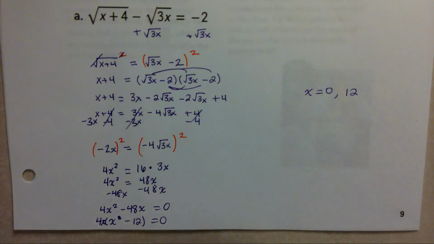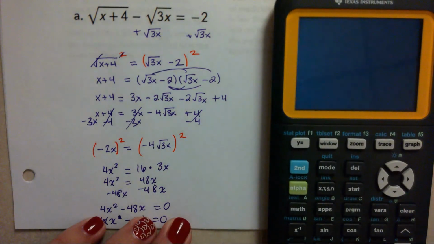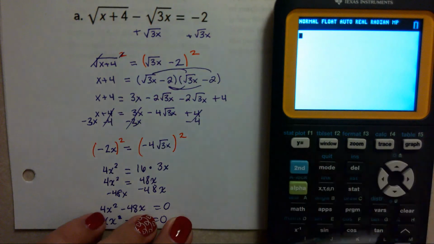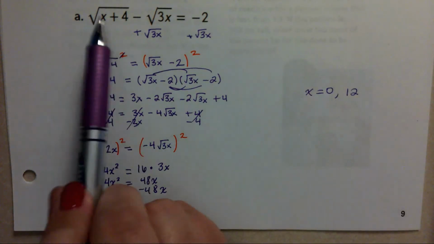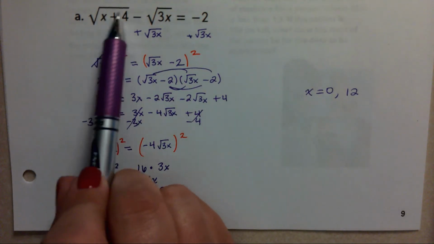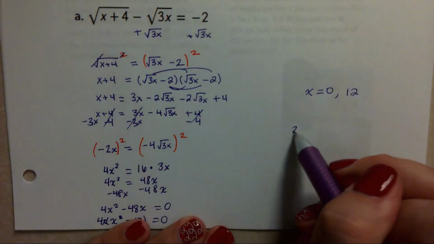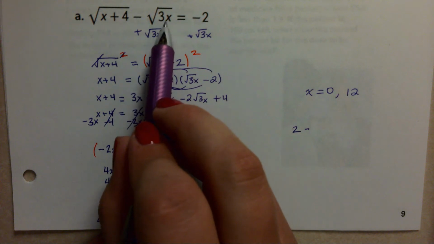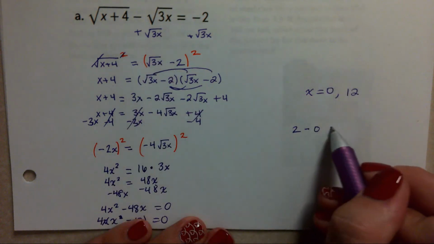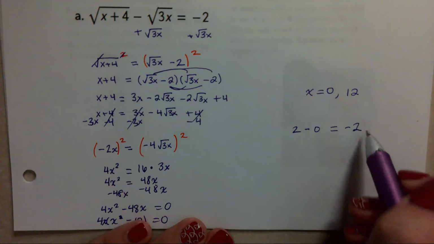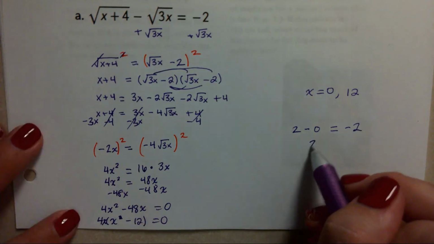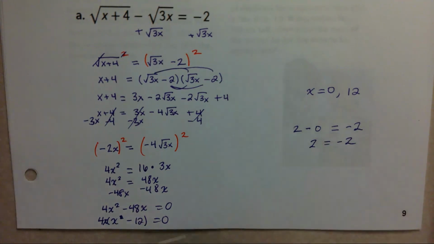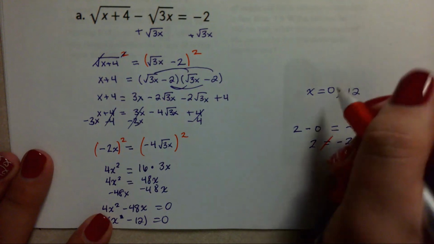So let's plug in 0. Well, we could probably just do this in our head. 0 plus 4 is 4. Square root of 4 is 2. Minus 3 times 0 is 0. Square root of 0 is 0. Does that equal negative 2? Well, 2 minus 0 is 2. Does not equal negative 2. So we reject 0 as extraneous.